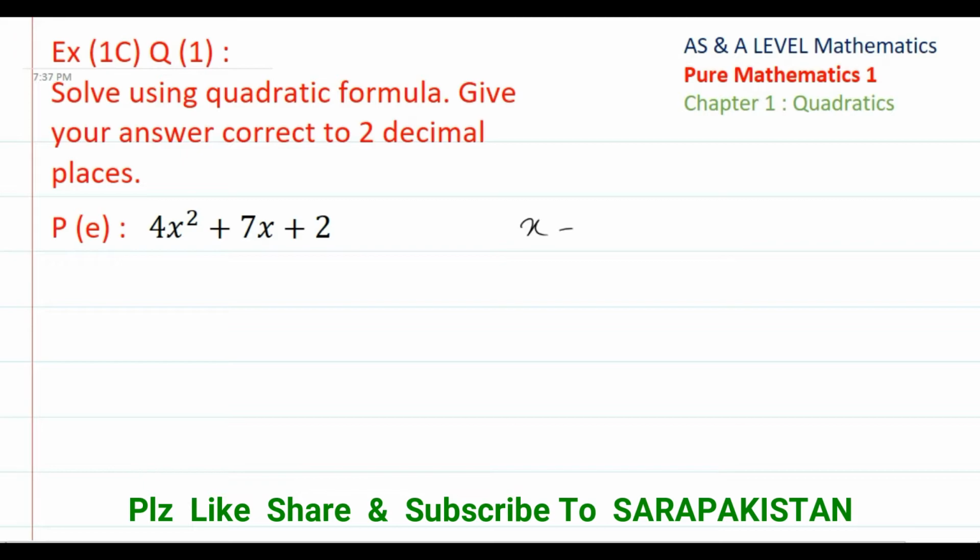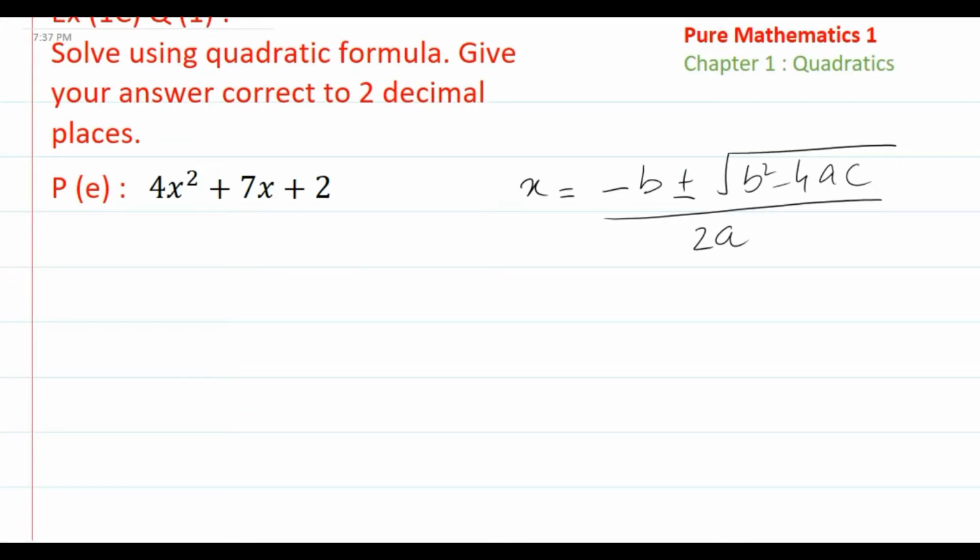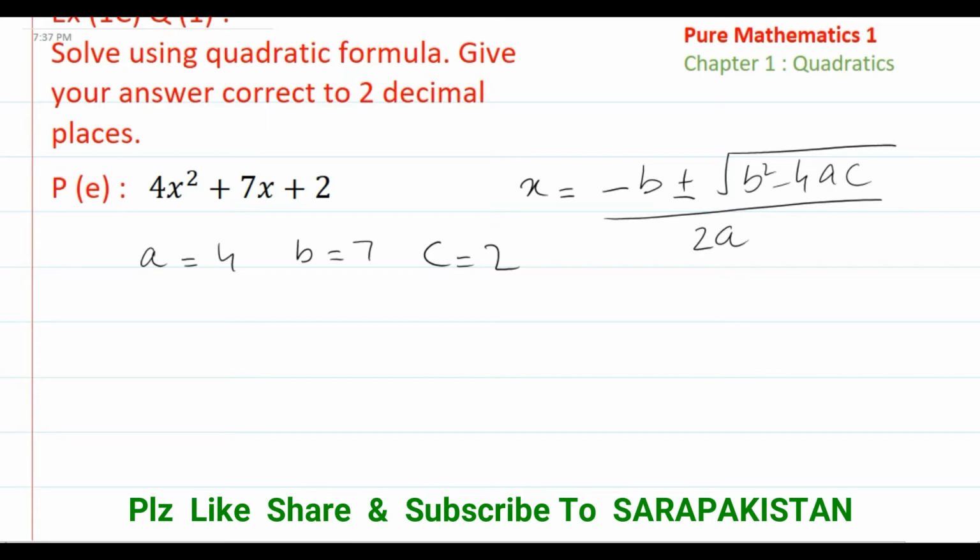x equal to minus b plus minus under the root b square minus 4ac whole over 2a. This is the quadratic formula. We'll use this quadratic formula to solve the equation. From the equation we will find the values of a, which is 4, b, which is equal to 7, and c, which is equal to 2. And now we'll put these values in the quadratic formula.